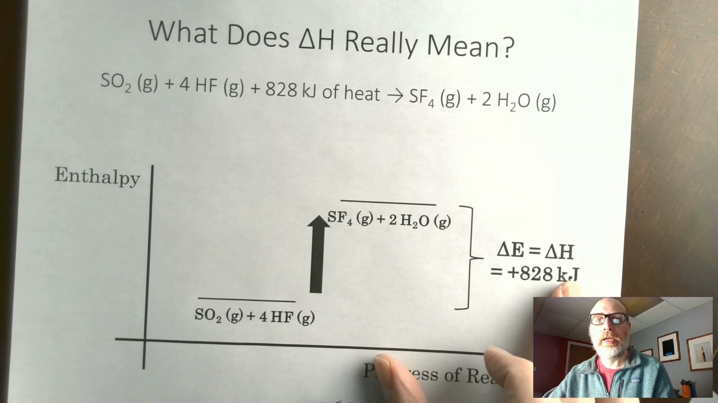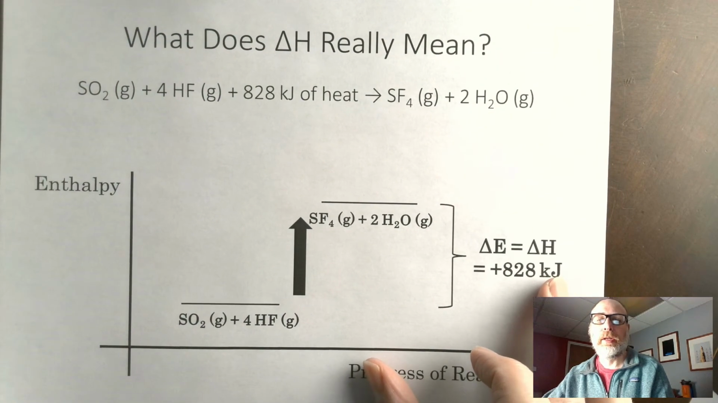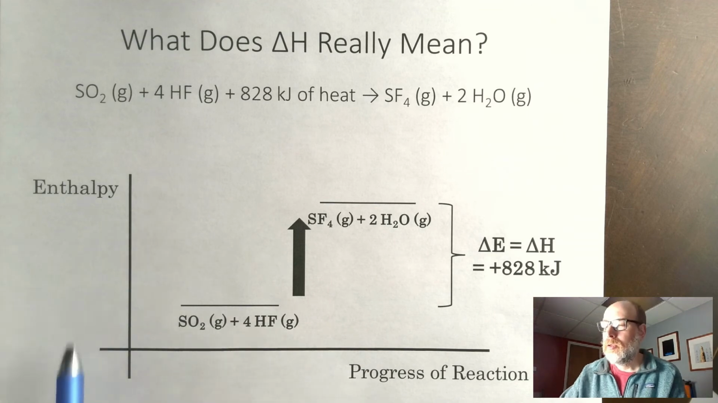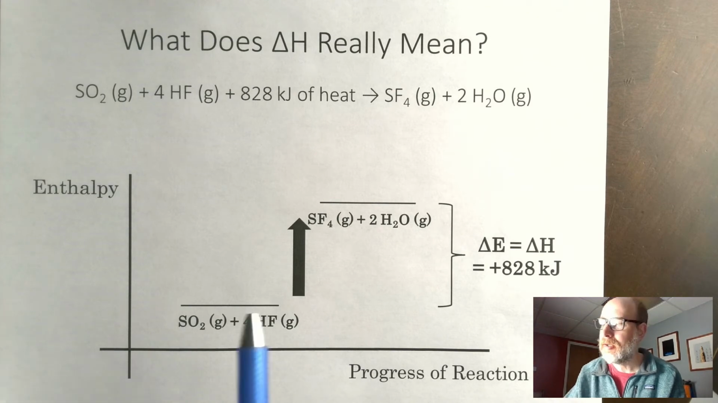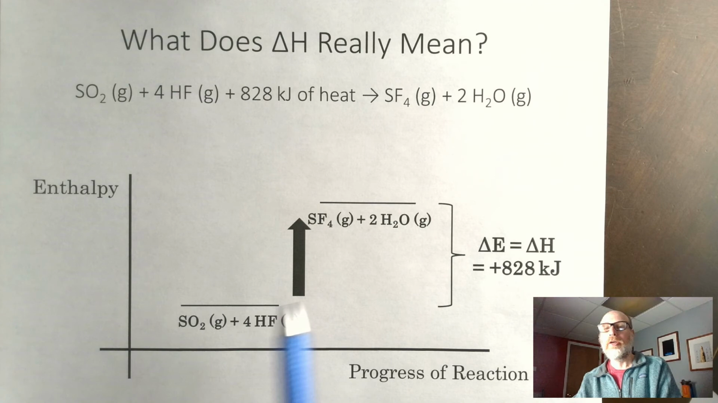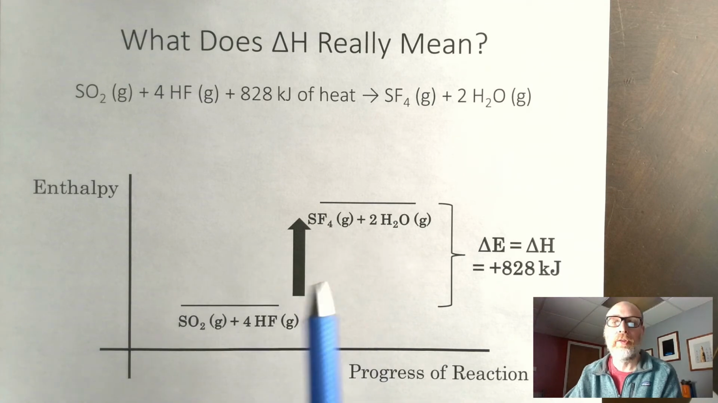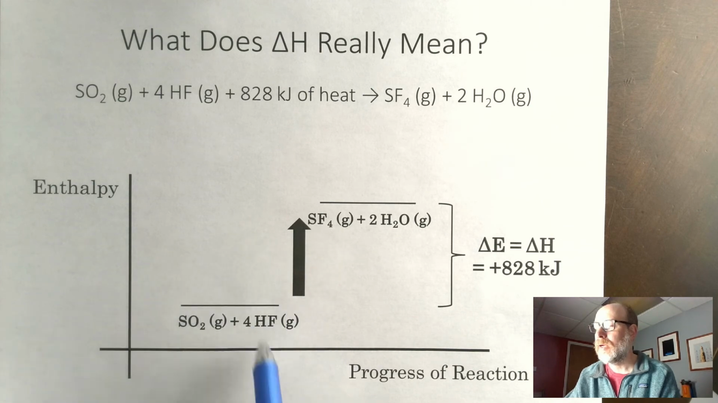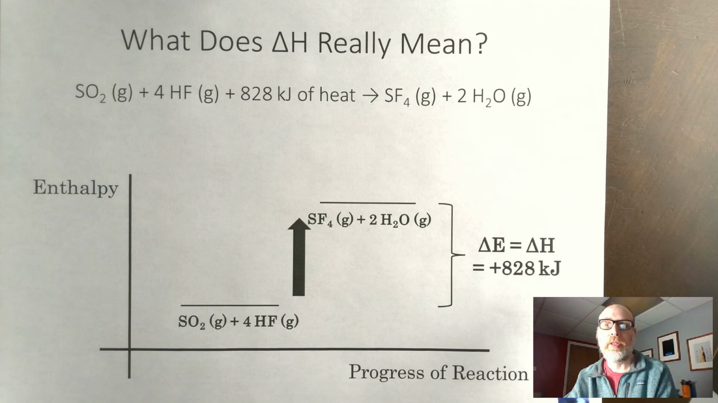So what does this look like graphically? Well, it looks something like this. If you would plot the enthalpy on the y-axis and the progress of that reaction on the x-axis, what it means is that when we start, the sulfur dioxide and the hydrogen fluoride gas are at a lower energy than the sulfur tetrafluoride and the 2 water. The difference in energy between the reactants and the products is equal to the enthalpy change for that particular reaction.